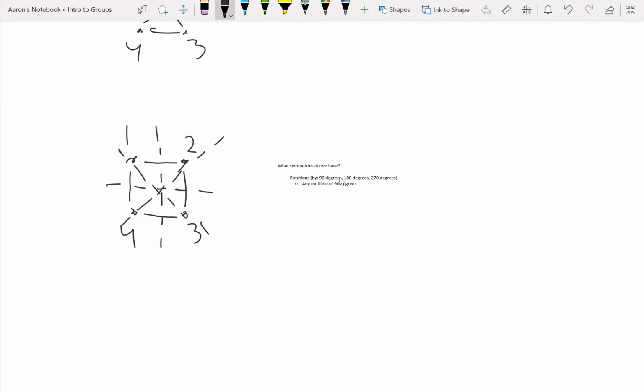So these are the reflections we can do. If we go back here, reflections about coordinate axes, diagonals of the square. How many symmetries do we have?